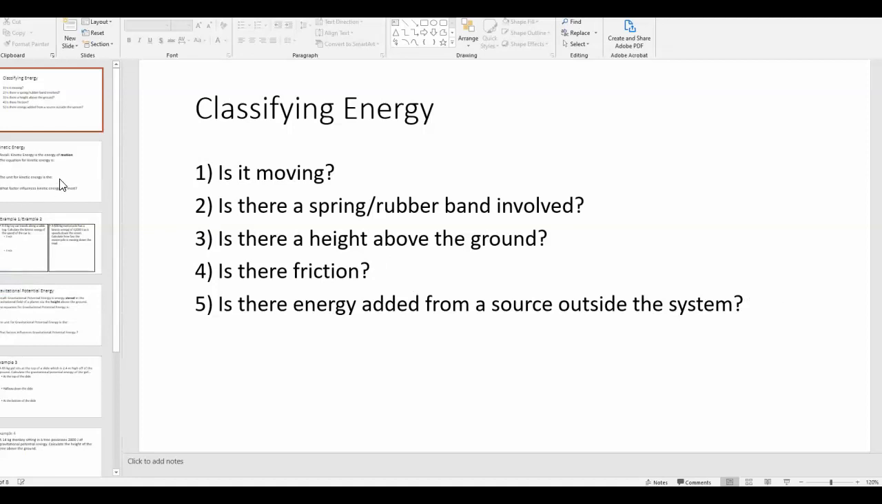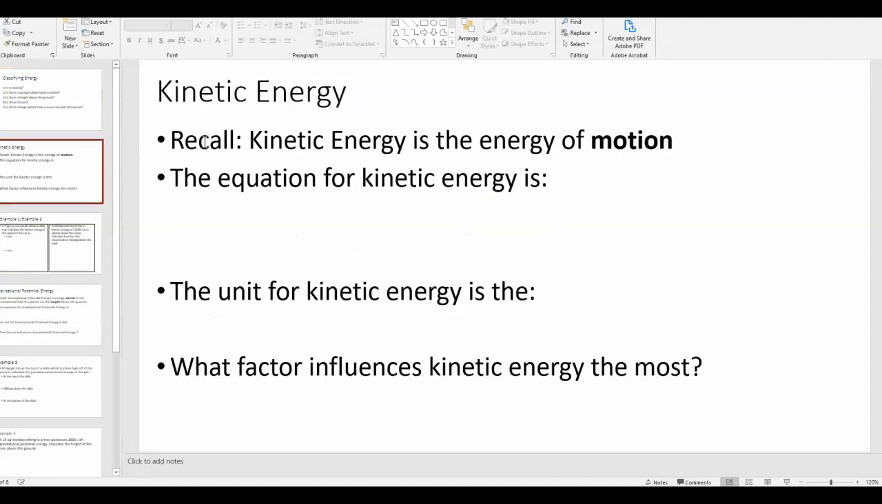Okay, so let's talk about kinetic energy first. Now, just to recap, kinetic energy is the energy of motion. Okay, so it's very simple. If an object is moving, it has kinetic energy. If it's not moving, it doesn't have kinetic energy. Okay, that's it. It has nothing to do with height. It has nothing to do with any other variables other than motion. Okay, or I guess to be more specific, it also depends on the mass of the object.